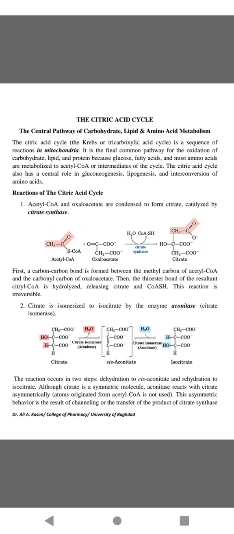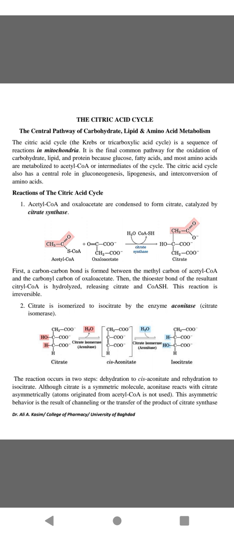This is the central pathway of carbohydrate, lipid and amino acid metabolism. So it is the common pathway for all the metabolism. The citric acid cycle is a sequence of reactions that occur in mitochondria. The site of the citric acid cycle is the mitochondria because the enzymes are present inside of that.